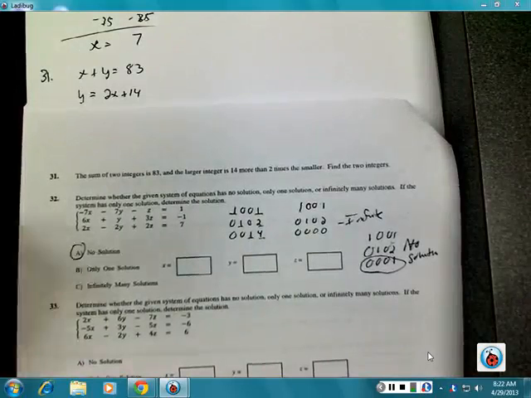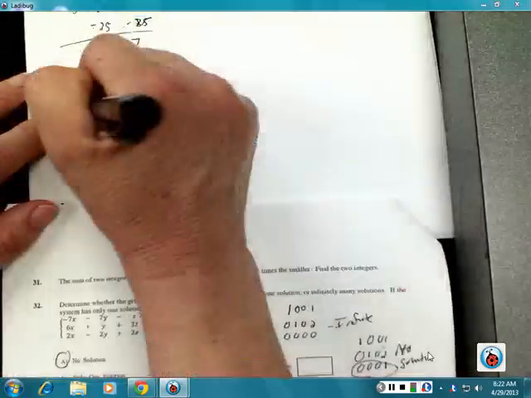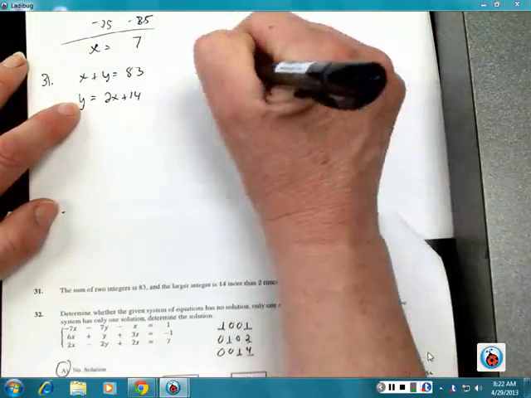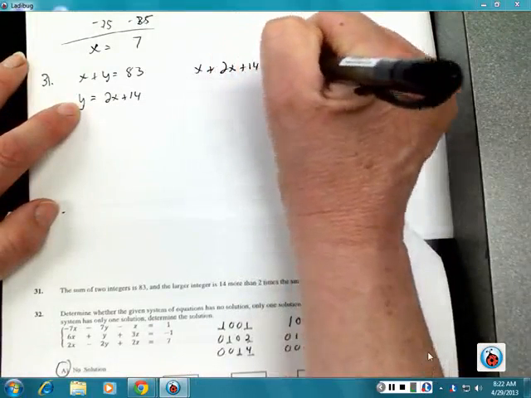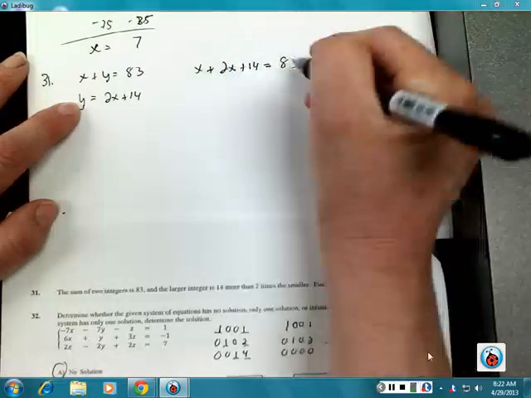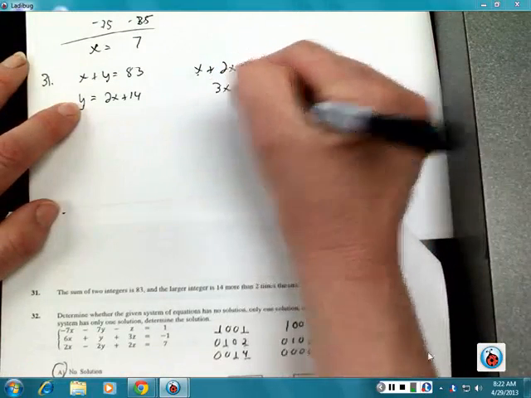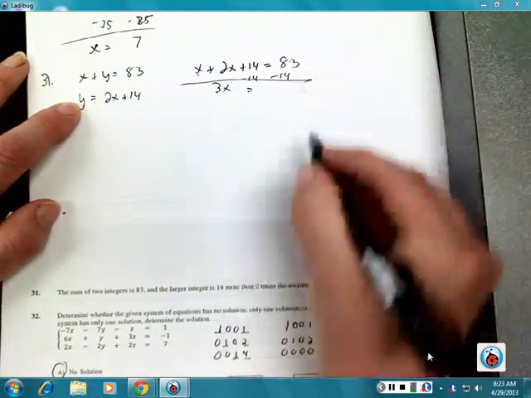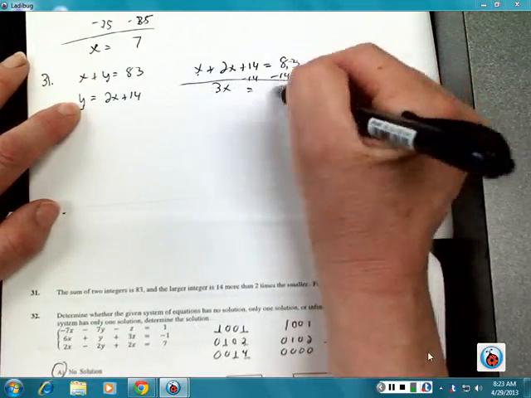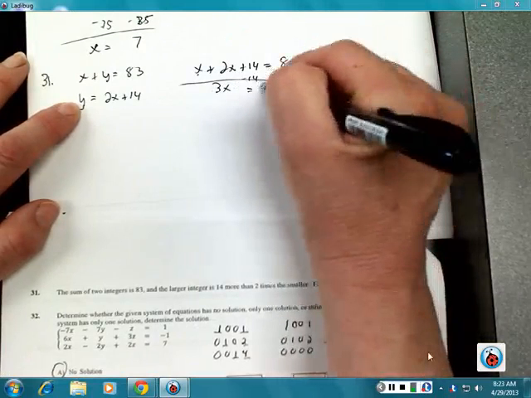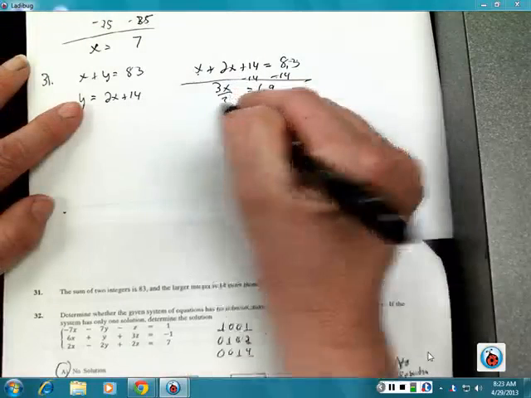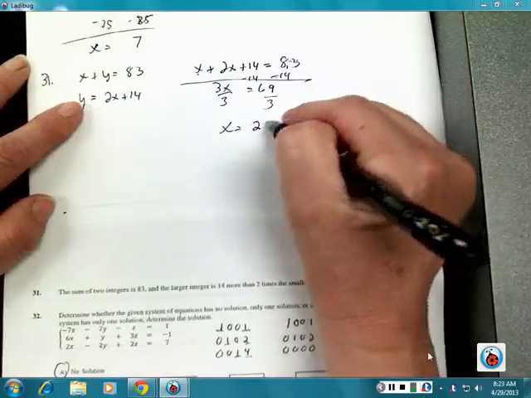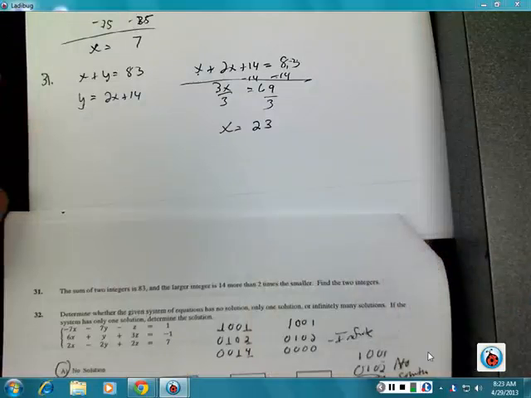Yes? Okay. So then this one I'd probably use substitution because I can just put this in place of y. So I have x plus 2x plus 14 is equal to 83. x plus 2x is 3x plus 14. I find that 83 minus 14 is 69. Divide by 3. I find x is equal to 23. Okay with that part? Okay.